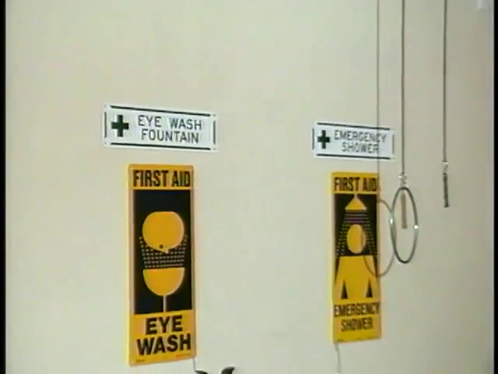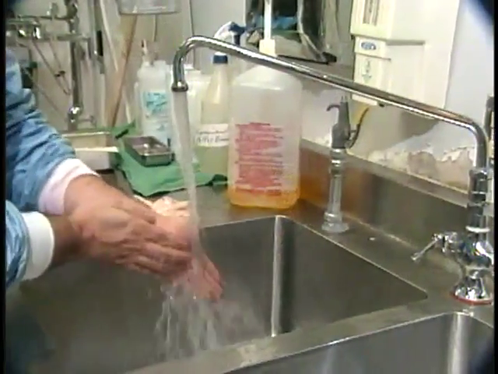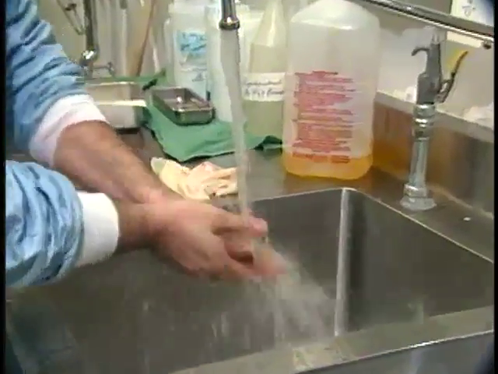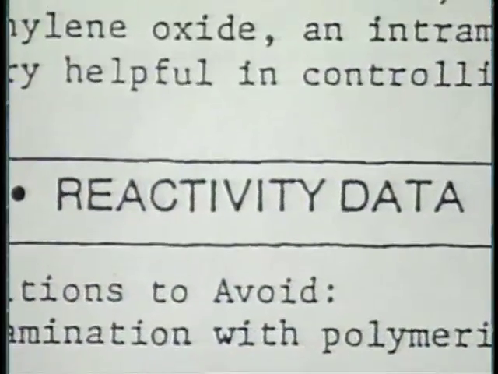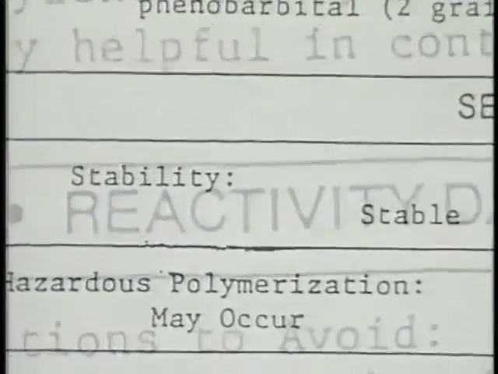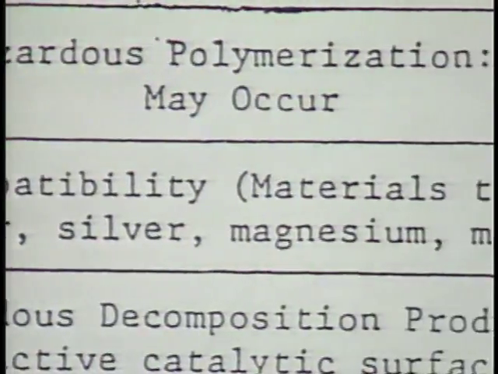This section also gives first aid and emergency procedures. For example, adriamycin's MSDS recommends washing with soap and water immediately if it comes in contact with your skin. A section on reactivity informs you of whether the chemical is stable or unstable, conditions to avoid, as well as its incompatibility with other materials.